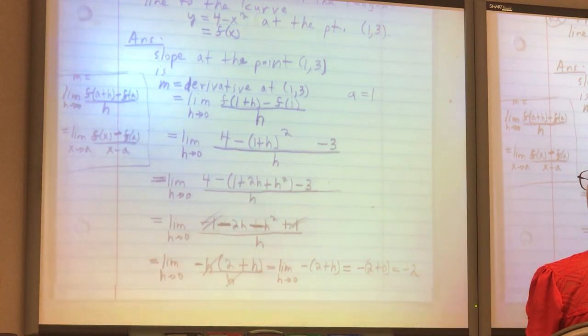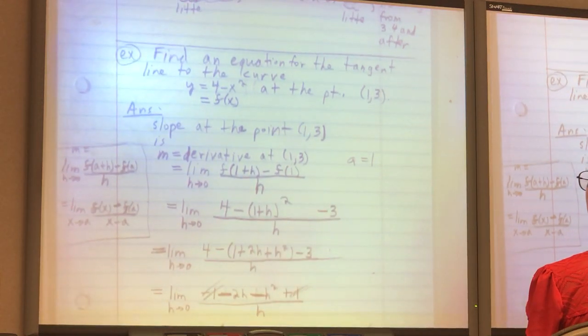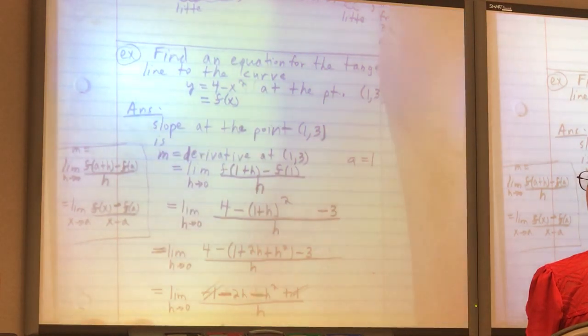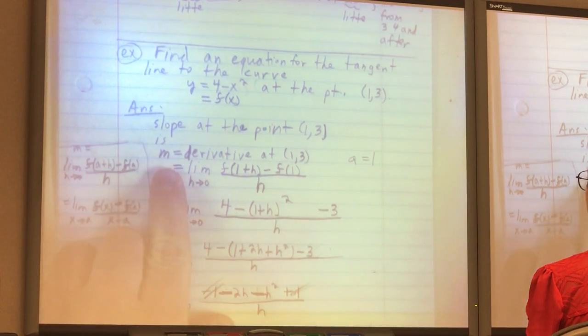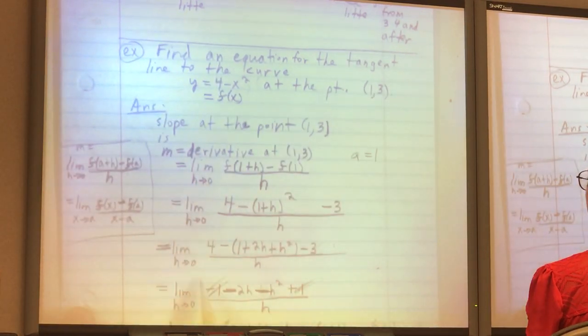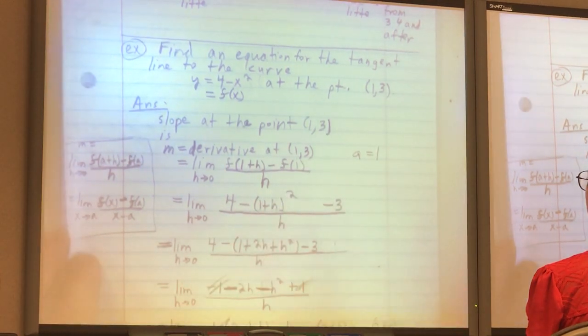Now, are we done? Look at the question again. What is it asking us to do? Find the tangent line to the curve. Right, so we're not done yet. What is this minus 2? That's the slope. It's just this slope, right? This whole thing is equal to m. m equals negative 2. We have a point though, so we can find the equation of the line somehow.